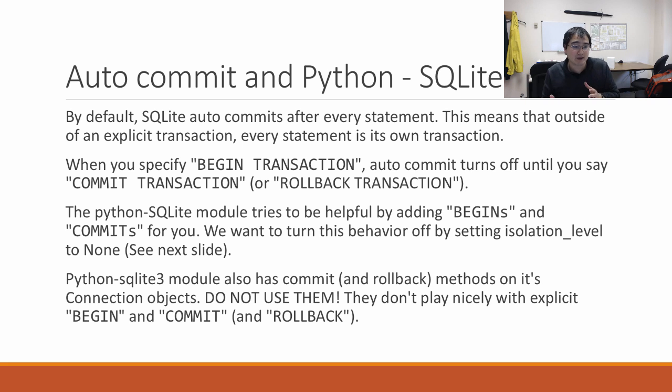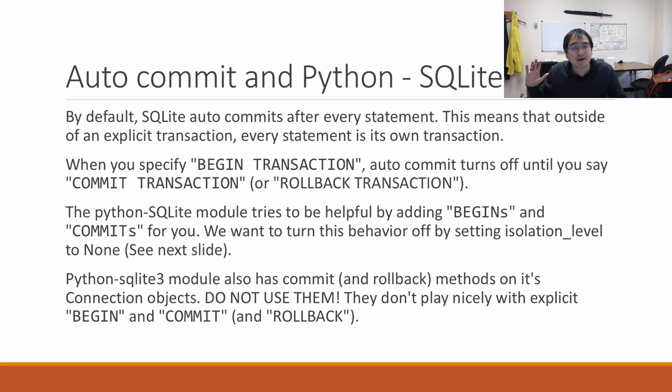The other thing to note is the Python SQLite module has commit and rollback methods. If you're reading the documentation, you can see connection.commit or connection.rollback methods, but you should not use them in this class. In fact, they work in a peculiar way that doesn't interact nicely with actually writing SQL transaction statements, like begin transaction. They don't play nicely with each other. So for the purpose of this class, you can pretend that those methods don't exist. I'm only going to talk about them here just to tell you to shy away from them.